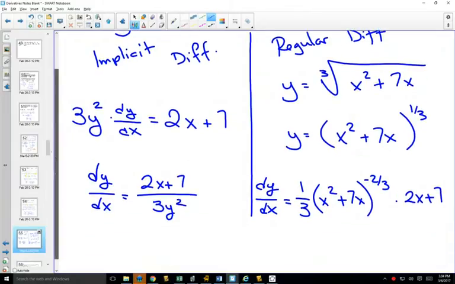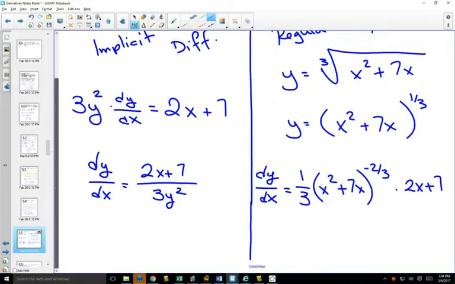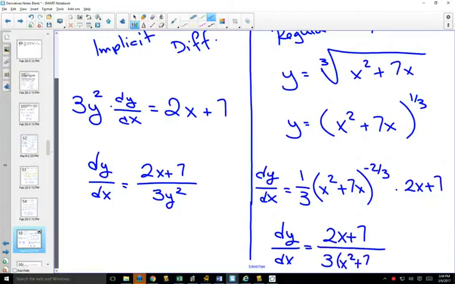If I rewrote this on the right-hand side, I'd have dy dx equals 2x plus 7 on the top of my equation over 3 times x squared plus 7x to the positive 2/3. So in one way, I found my derivative using implicit differentiation. In the other way, I solved for y and used regular differentiation. Question for you is, can you see that these are the same?